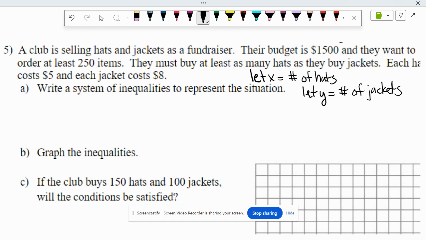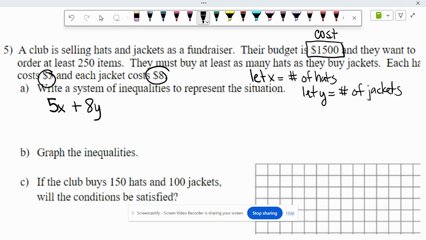And it says they have a budget of $1,500. This is a cost. So this budget is going to be paired up with this cost right here. So how much does a hat cost? $5. So $5 for each hat, 5x, plus how much does a jacket cost? $8. So $8 per jacket.